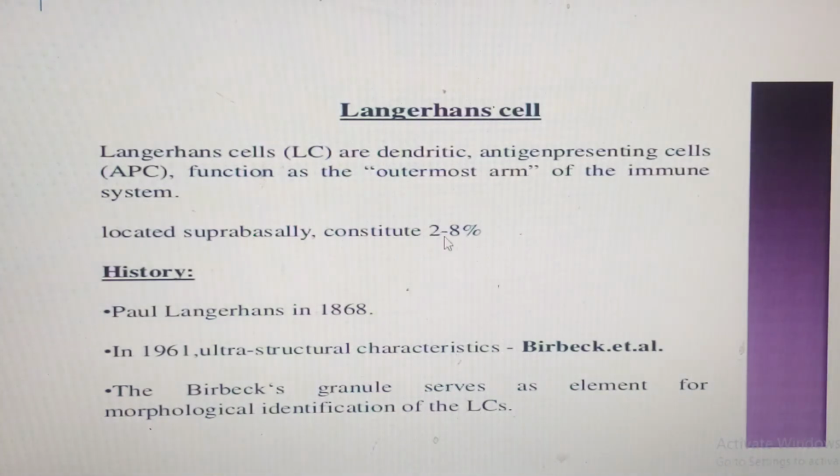I told you that these Langerhans cells will be found in what we call the stratum spinosum, but sometimes you may find some in the basal layer. They contain some small rod or flask-shaped granules, and these are what we call the Birbeck granules, named after the person who found them in 1961. So that is what I want you to know regarding the Langerhans cells.